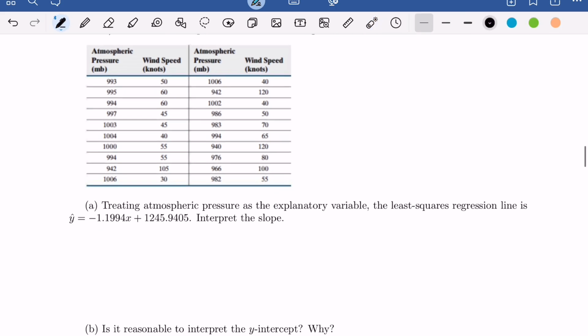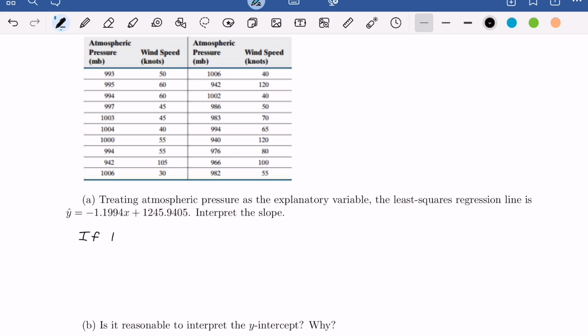So let's write a little sentence explaining that. So if the atmospheric pressure, I'm going to abbreviate that as atmo.